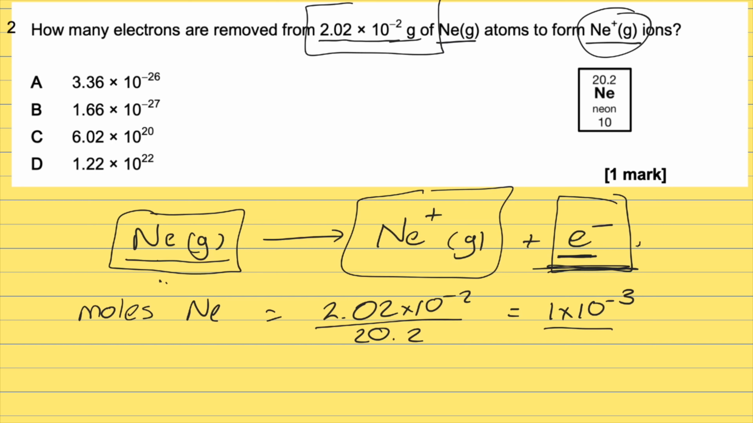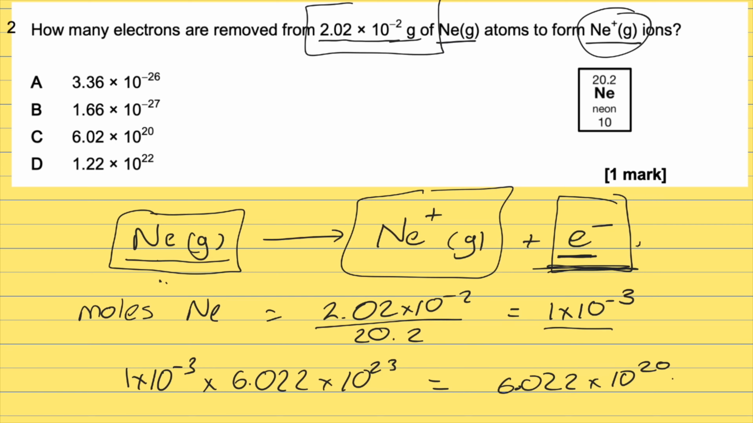Therefore we're going to have 1 times 10 to the minus 3 moles of electrons. So to work out how many electrons, we do 1 times 10 to the minus 3 times Avogadro's number, which equals 6.022 times 10 to the 20, which is option C.